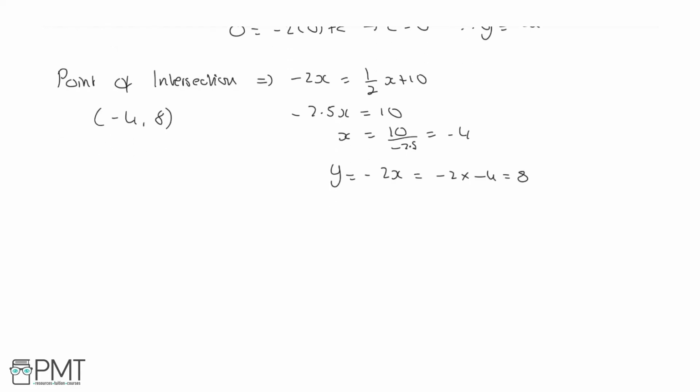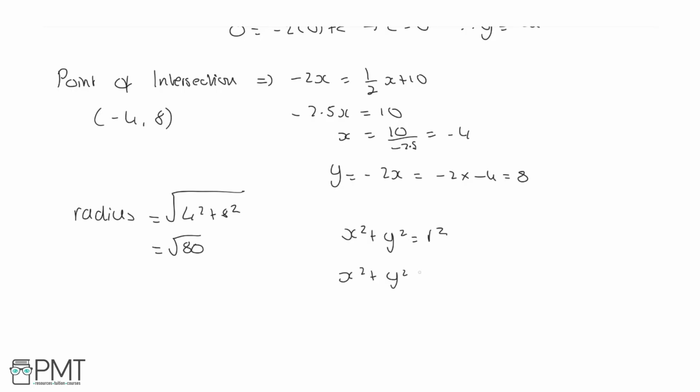Finally, let's use Pythagoras' theorem to work out what the radius is. So radius equals the square root of 4 squared plus 8 squared. So we have 4 squared plus 8 squared, which is going to be 80. So the radius equals the square root of 80. Finally, the equation of the circle is x squared plus y squared equals r squared. So it's going to be x squared plus y squared equals 80, like that.